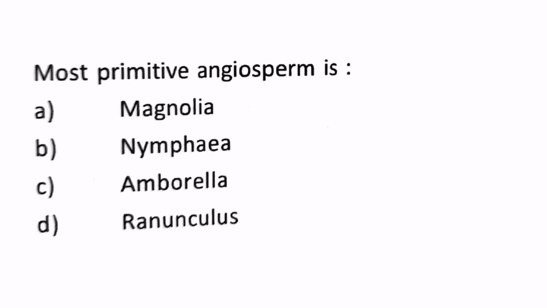So our next question is, most primitive angiosperm is A, Magnolia, B, Nymphaea, C, Amborella, D, Ranunculus. So according to a particular classification, our answer will be A. Magnolia is the most primitive angiosperm.